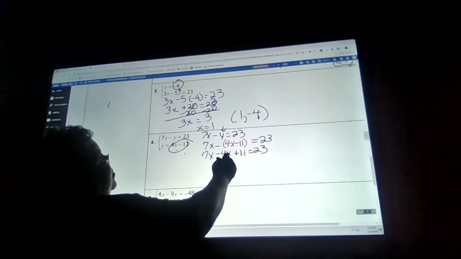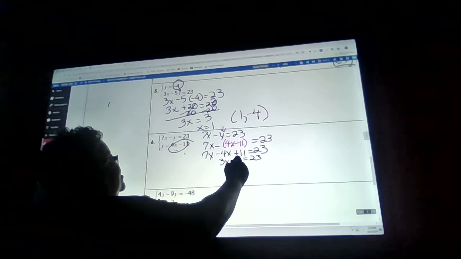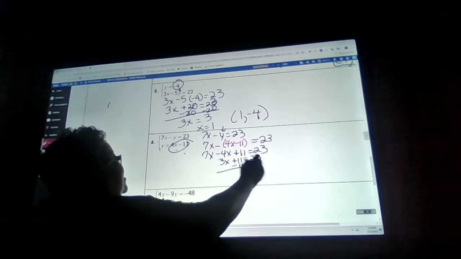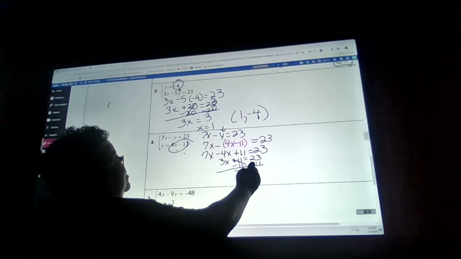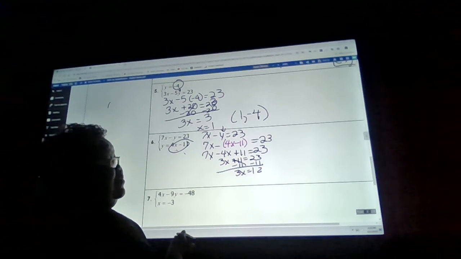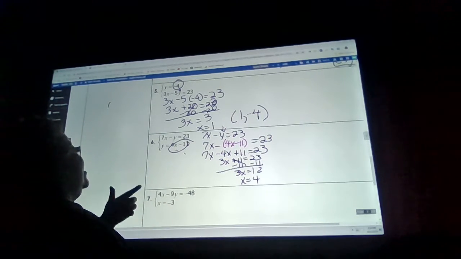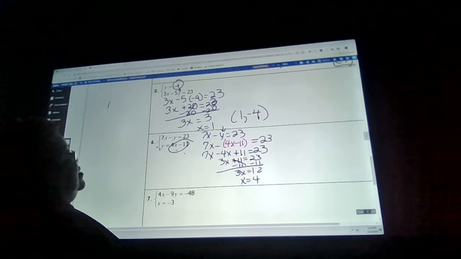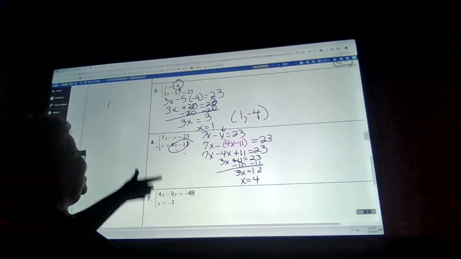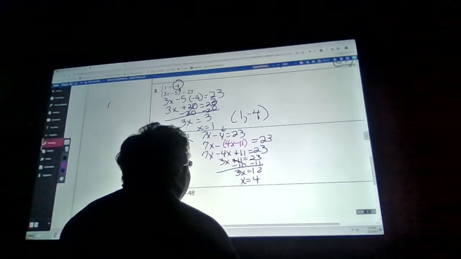7x minus 4x is 3x plus 11 equals 23. Subtract 11 from each side. 3x, 3 minus 1 is 2, 2 minus 1 is 1. So 3x equals 12, divide both sides by 3, and x is equal to 4. So I got x. I'm going to use this one because it's already solved for y. I mean, I could do that one, but why do all that drama? Do the second one. The second equation says y equals 4x minus 11.